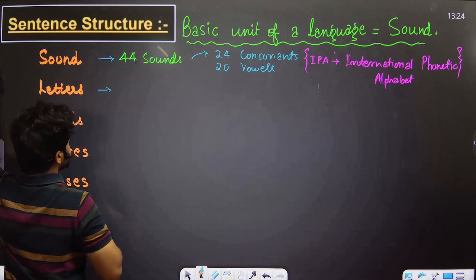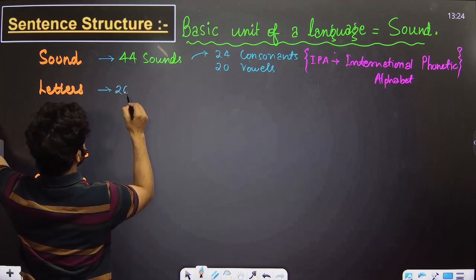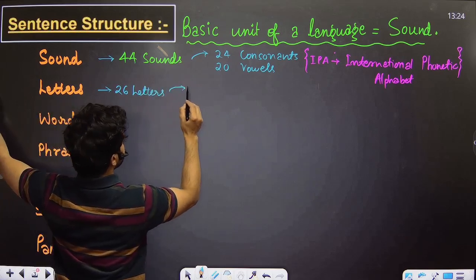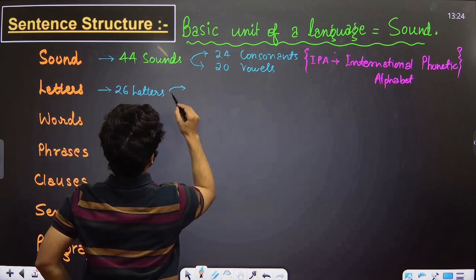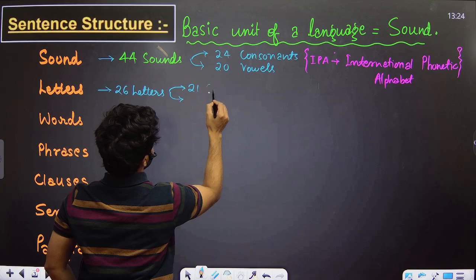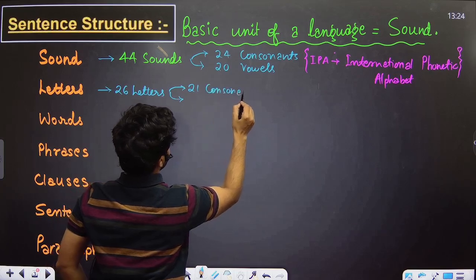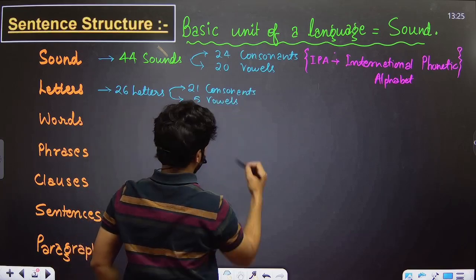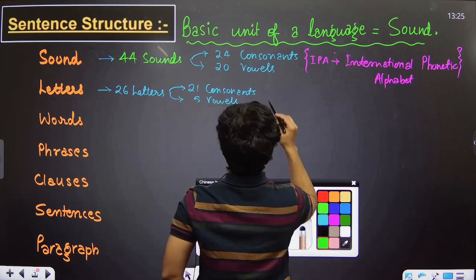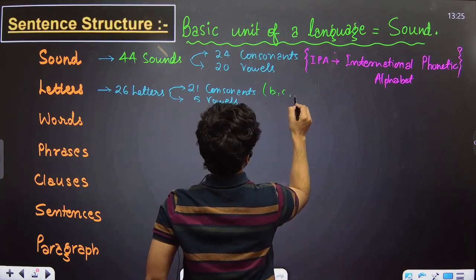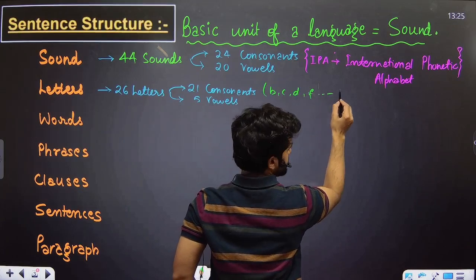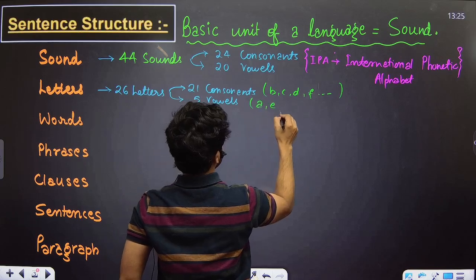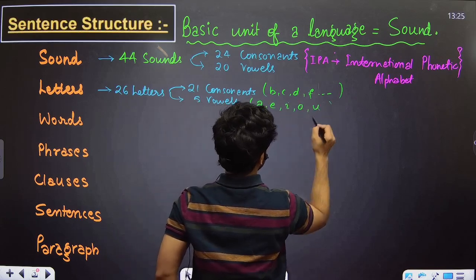Then you have letters. How many total letters do you have? 26 letters. And in 26 letters, you have 21 consonants and 5 vowels. In consonants, you have B, C, D, F, and so on. In vowels, you have A, E, I, O, U.